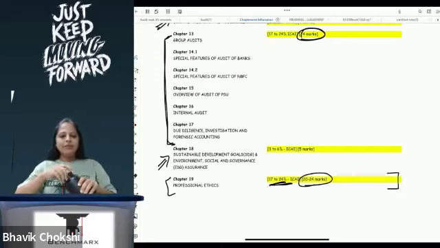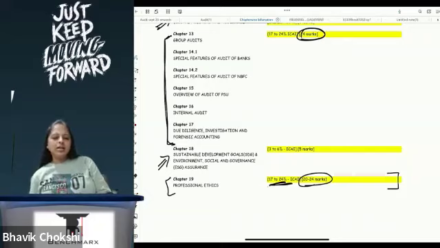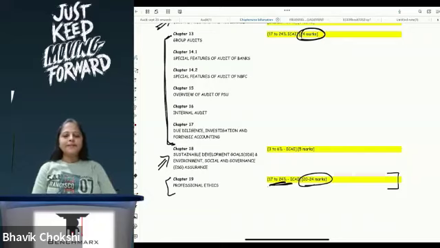Last, chapter 19, professional ethics. Chapter 19, professional ethics, 18 to 24 marks.